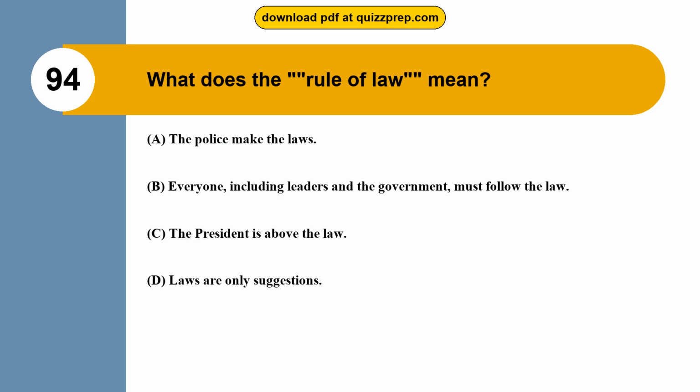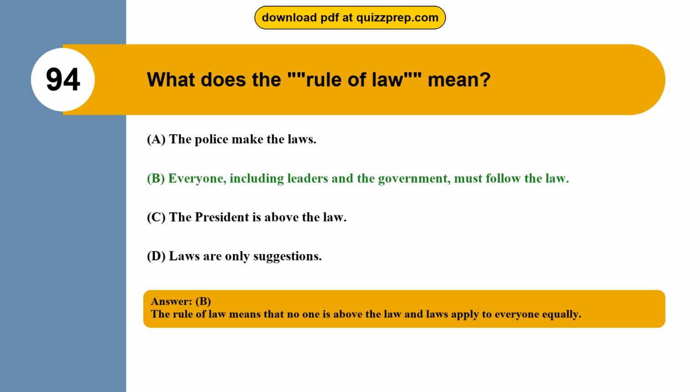Question 94. What does the rule of law mean? Option A, the police make the laws. Option B, everyone, including leaders and the government, must follow the law. Option C, the president is above the law. Option D, laws are only suggestions. The correct answer is option B. Everyone, including leaders and the government, must follow the law. The rule of law means that no one is above the law and laws apply to everyone equally.